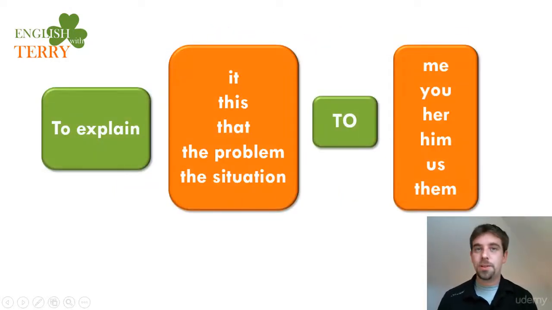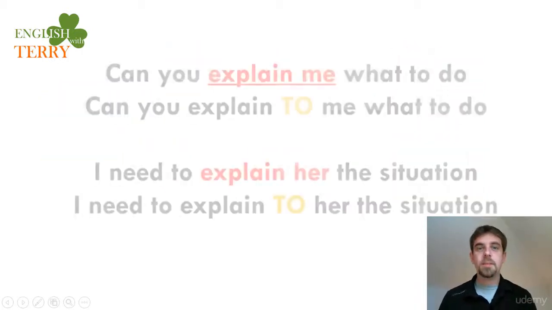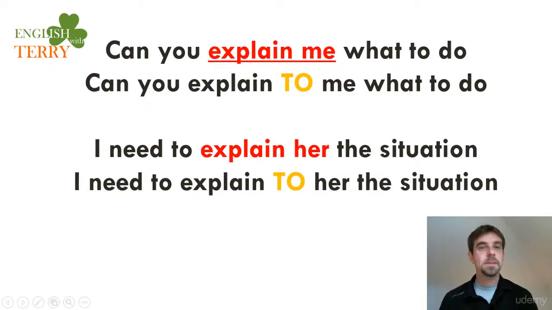Now, same idea with explain. We always have to before me, you, him, her, us, them. When we talk about explain, we have to explain it, this, that, the problem, the situation, explain everything, but always with the word to. Can you explain me? No. Can you explain to me? I need to explain her. Also wrong, also incorrect. I need to explain to her the situation. So this is what we want to practice.